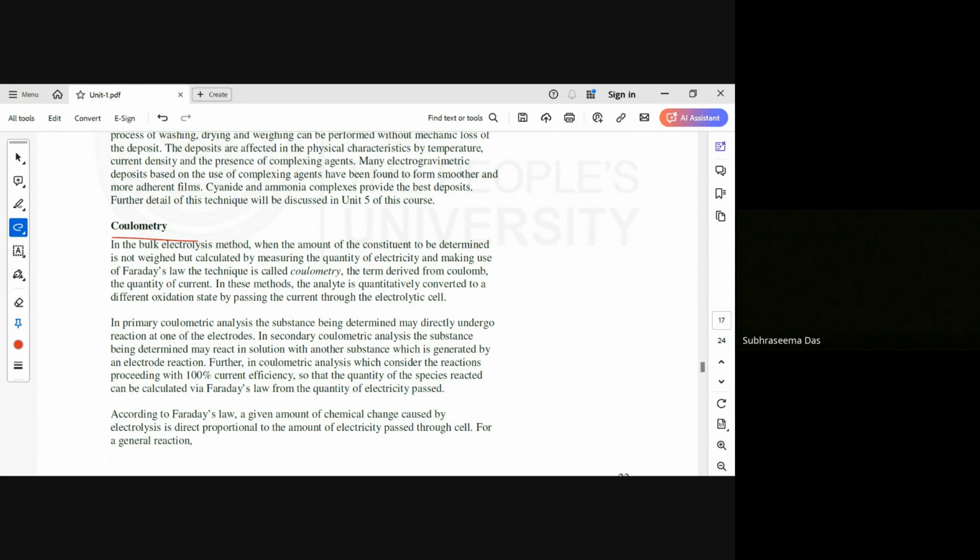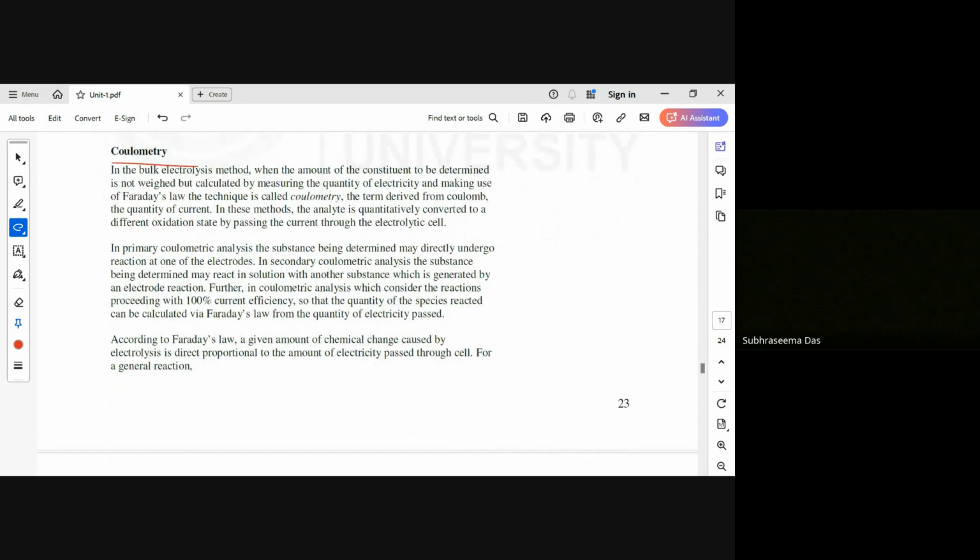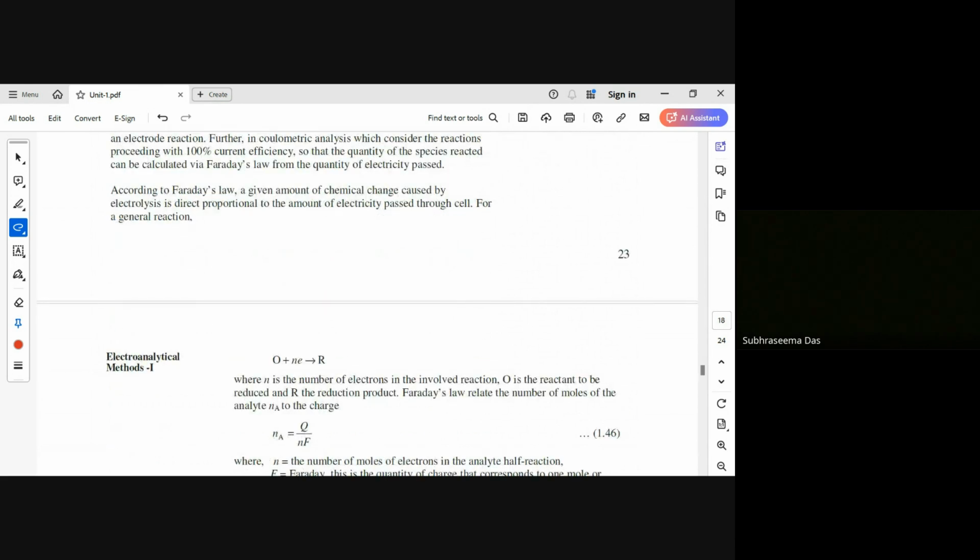So coulometric analysis is very accurate, with 100% electricity efficiency, and it is also dependent on Faraday's law. According to Faraday's law, a given amount of chemical change caused by electrolysis is directly proportional to the amount of electricity passed through it. In general, if we have a chemical change within an electrolytic cell, the total amount of electricity passed through it is directly proportional to the amount of chemical change brought about by the reaction.